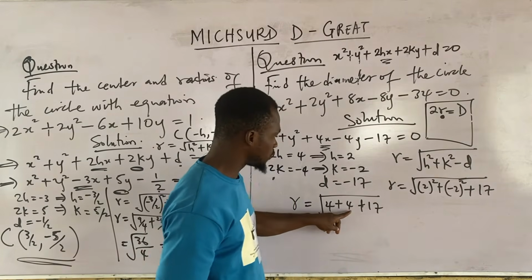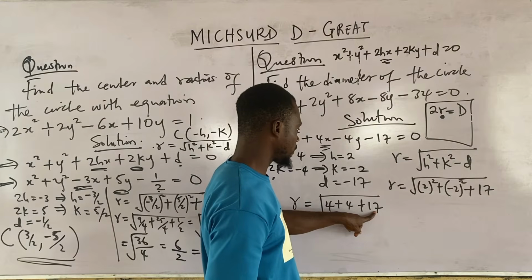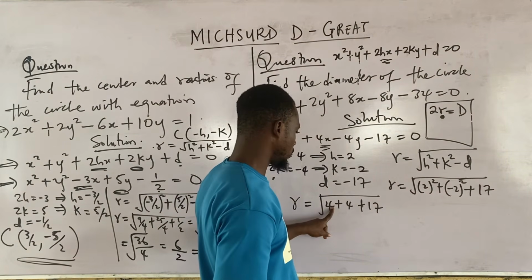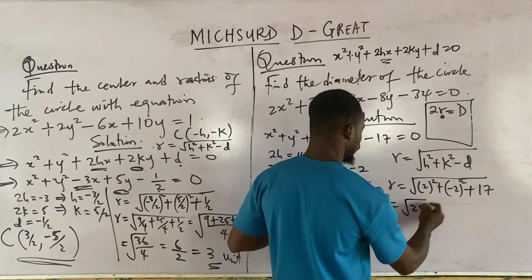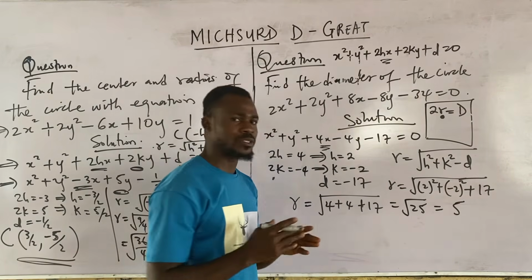So if we add this, 4 plus 17 will give us 21. So 21 plus 4 will give us 25. So we have the square root of what? 25. Square root of 25 is equal to what? 5. So the radius is what?